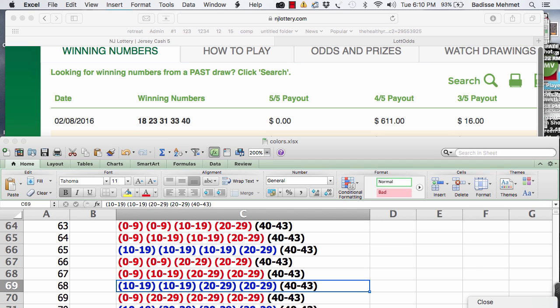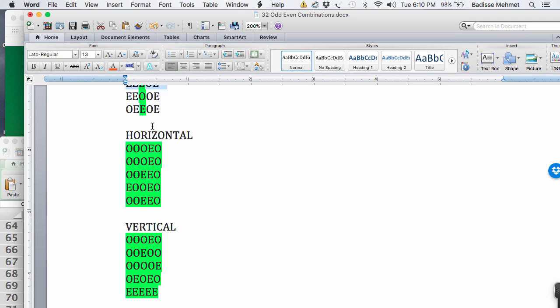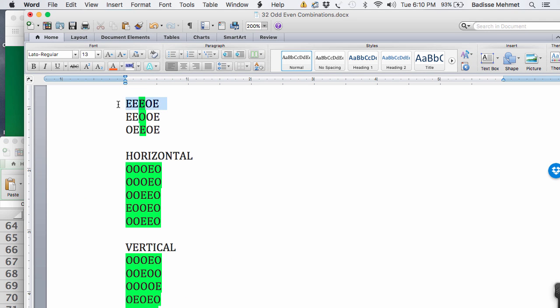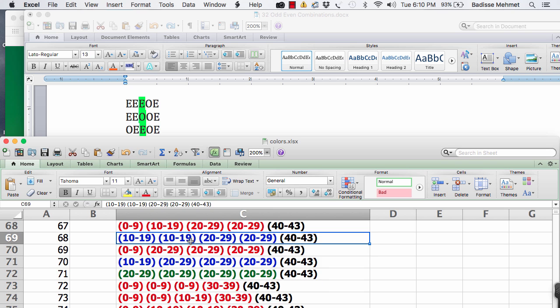where is the odd even? Hold on a second. Say, for example, you said that the next number you thought was going to be like this: even, even, odd, even. Even, even, odd, even. And you choose this group pattern here, the tens, two 20s, and a 40. So the first one is going to be even, the second one even, the third one even, the fourth one odd, and the fifth one even.